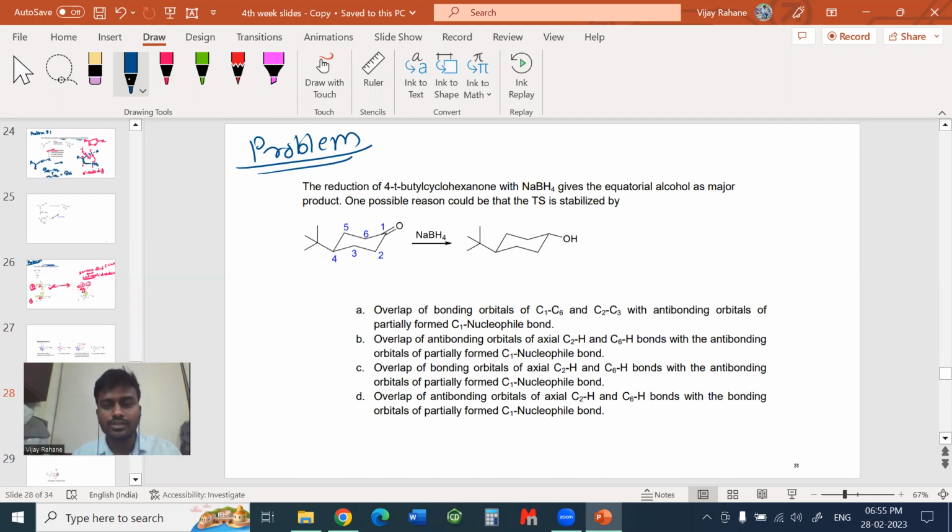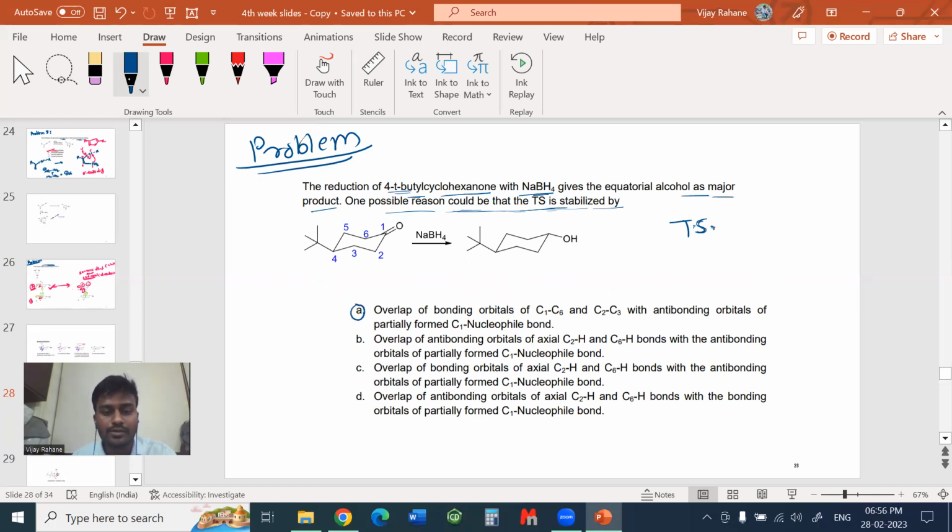So this problem is based on reactivity. The reduction of 4-tert-butyl cyclohexanone with NaBH4 gives equatorial alcohol as a major product. The possible reason could be the transition state stabilized by. So we need to tell this transition state step: what are the factors affecting the transition state and the main stabilizing factor?